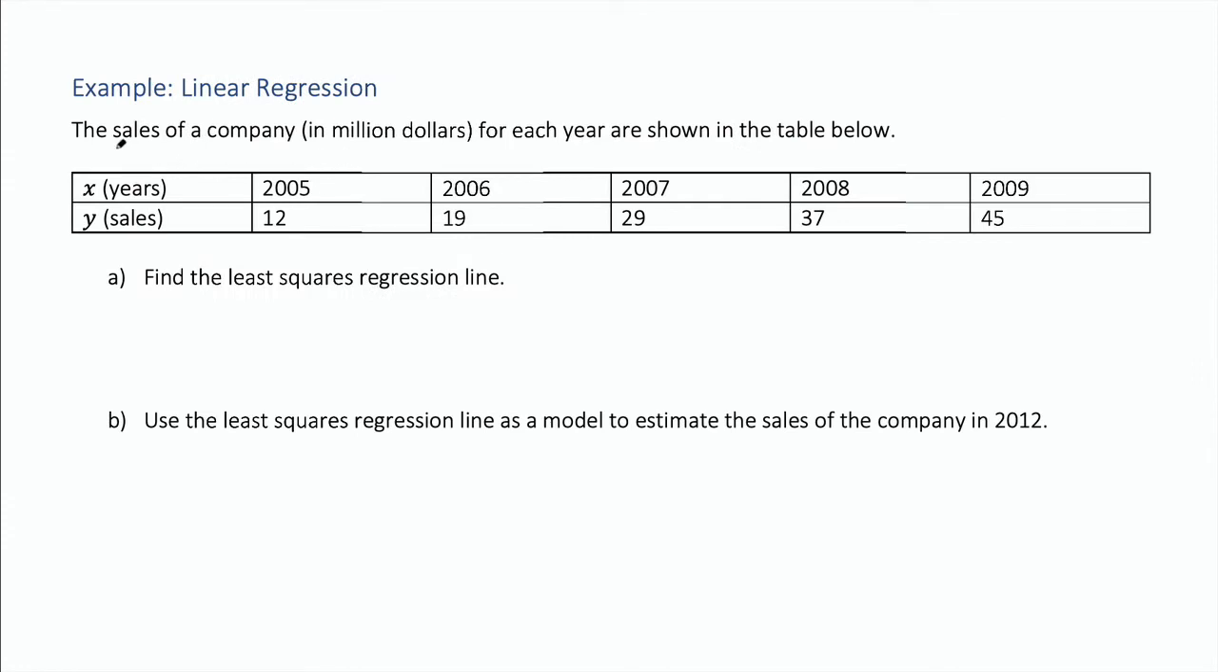Here we've got an example. The sales of a company in millions of dollars for each year are shown in the table below. So we've got x as years, and then we've got these sales. We want to find the least squares regression line. In order to do this, we're going to have to use a special calculator that can do this for us. A lot of different calculators can do it. We're going to use the Desmos calculator.